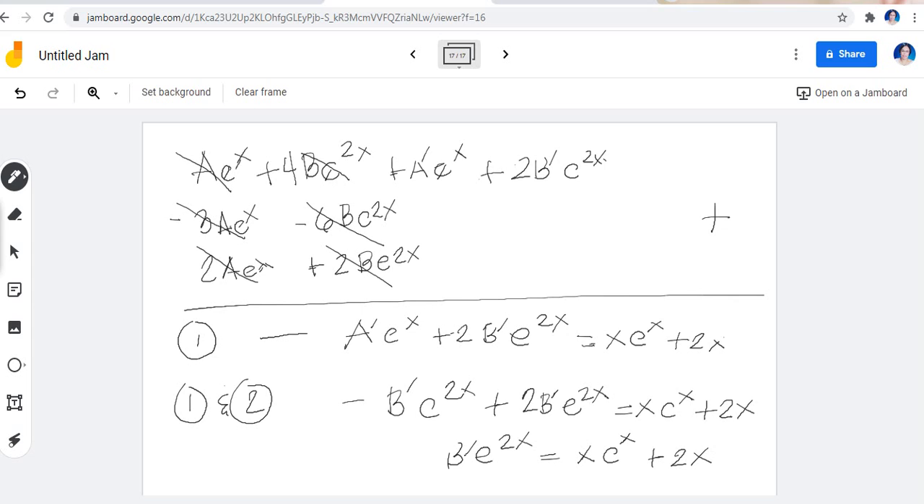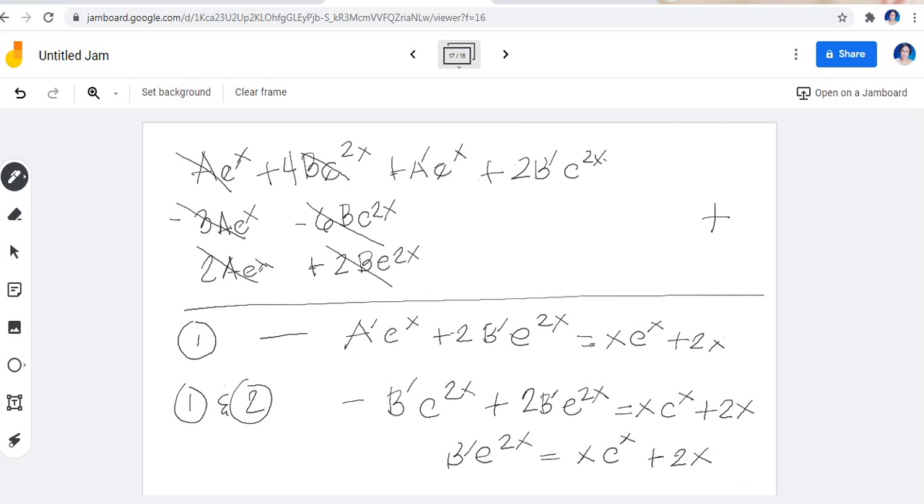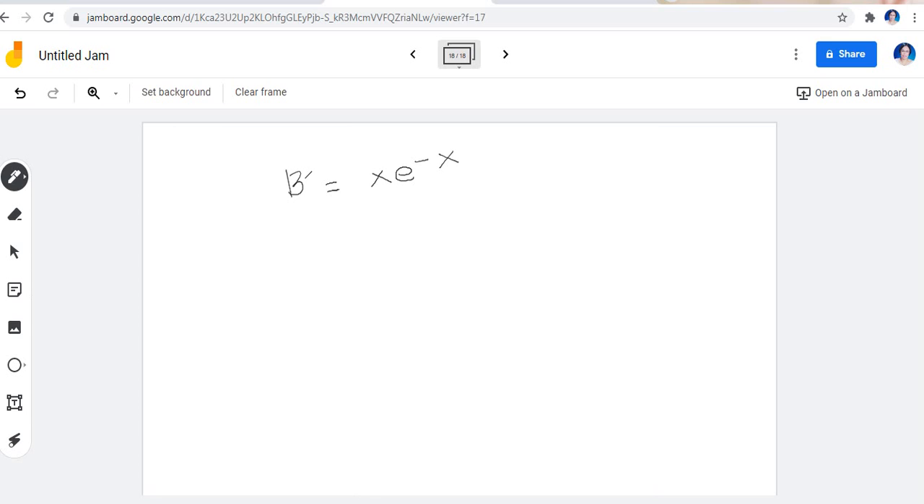Now, we will continue here. We will isolate the b prime here. So, I will divide the entire equation by e raised to 2x. So, the left side will be left with b prime. And what you will have for the first term here is x e raised to negative x. Why is that? Because you will divide this entire right side, same thing here, by e raised to 2x. So that would mean that what you will have here is e raised to negative x, and the second term will be plus 2x e raised to negative 2x. Okay? So you have it here already.